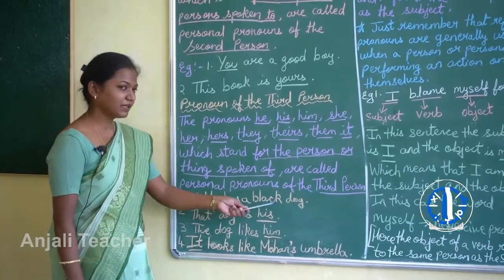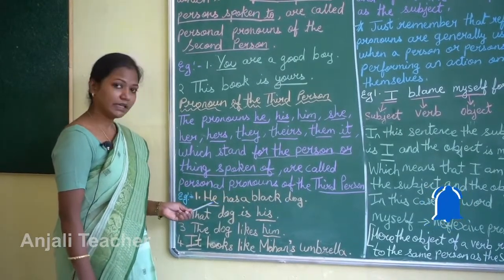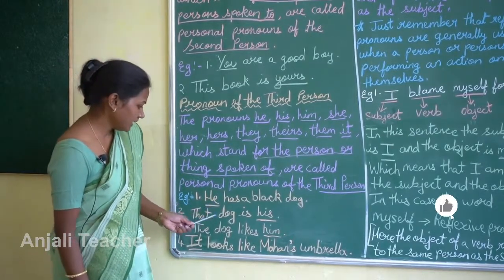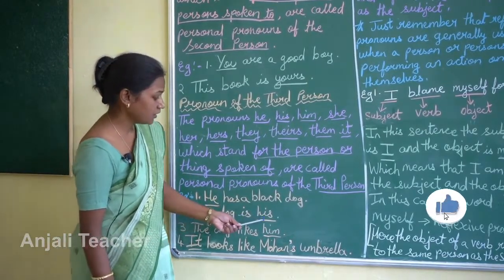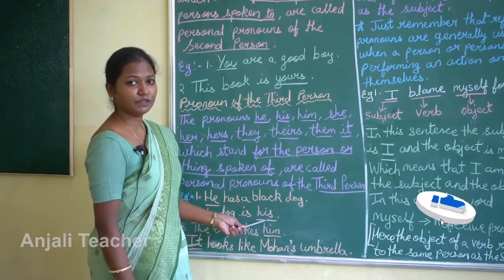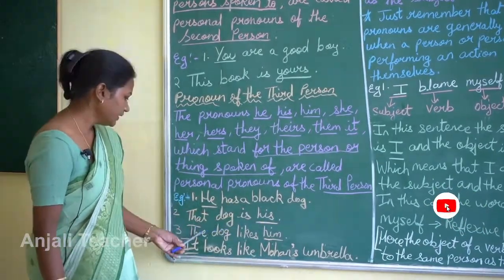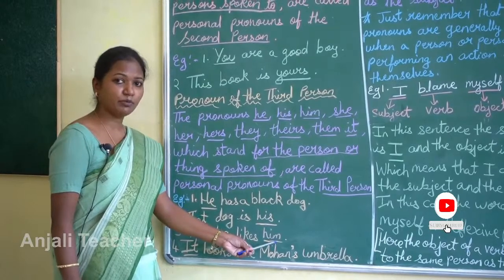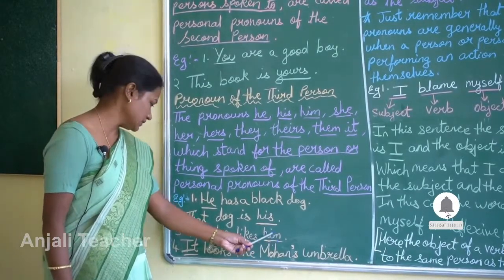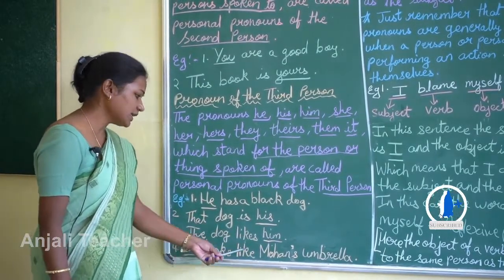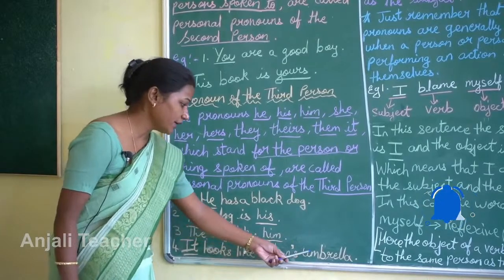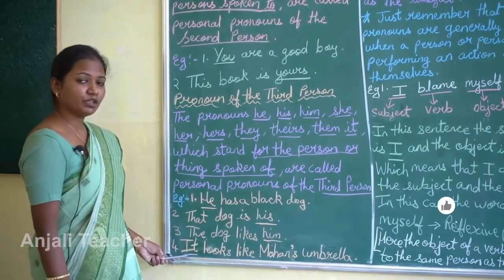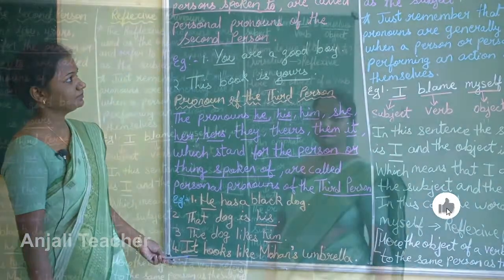He has a black dog. Now here, he is the pronoun of the third person. That dog is his. Now his is the pronoun of the third person. The dog likes him. Now here him is the pronoun of the third person. It looks like Mohan's umbrella. Now it is the pronoun of the third person.